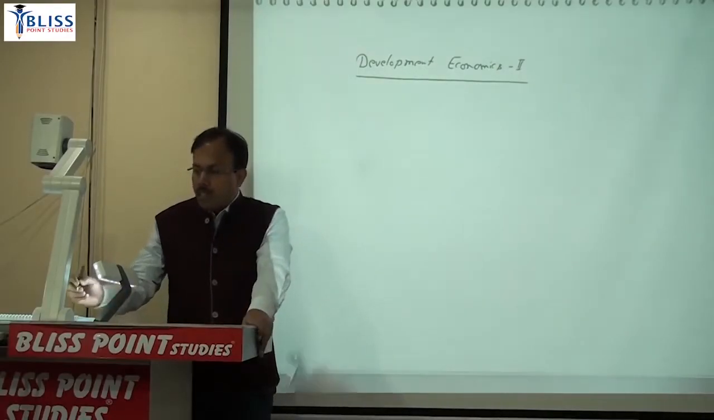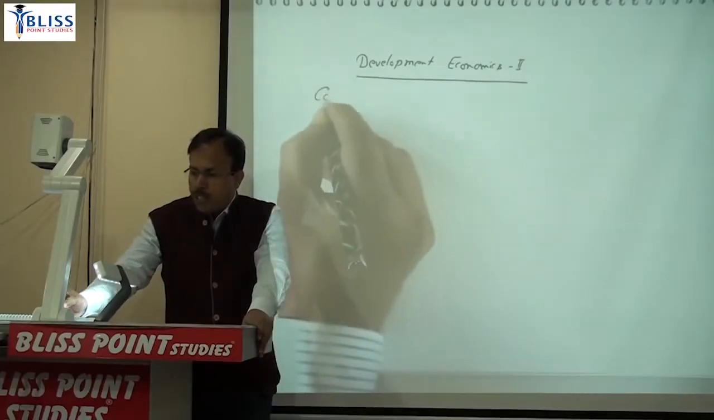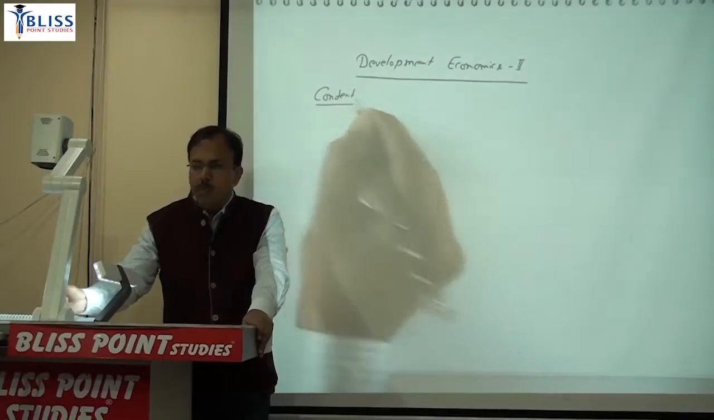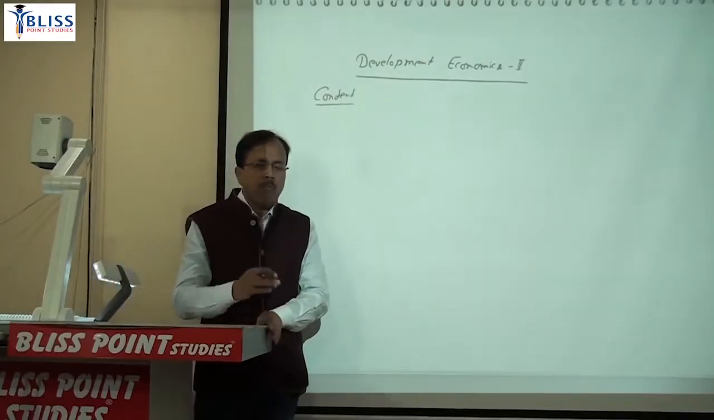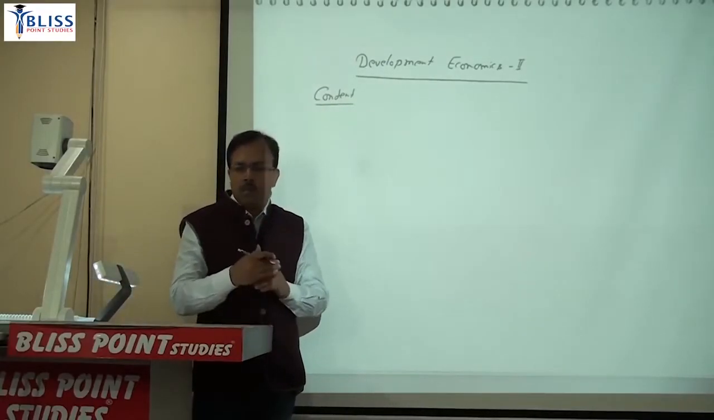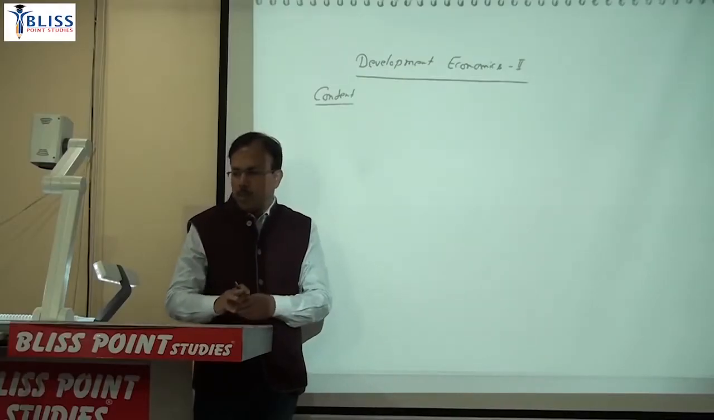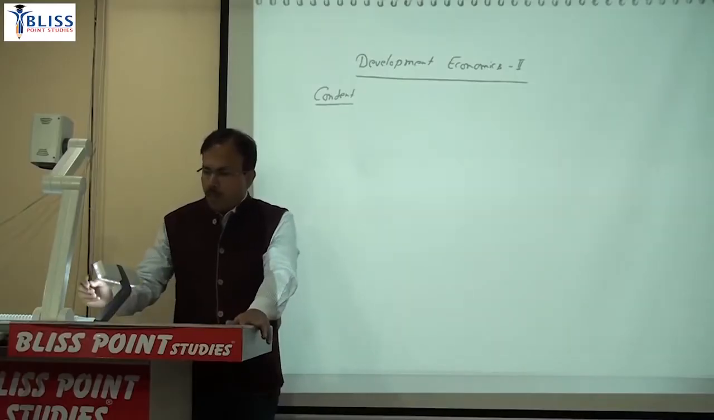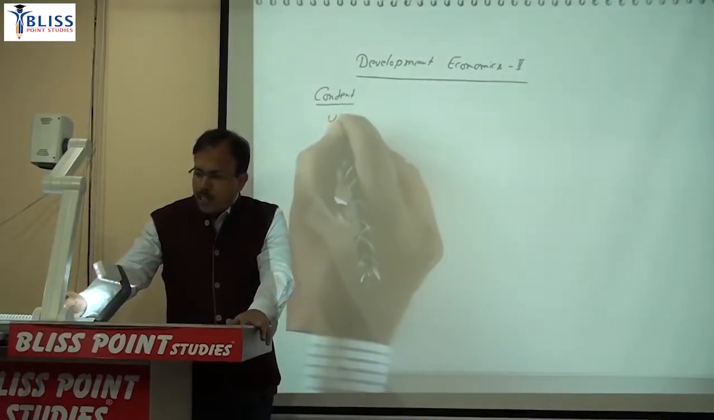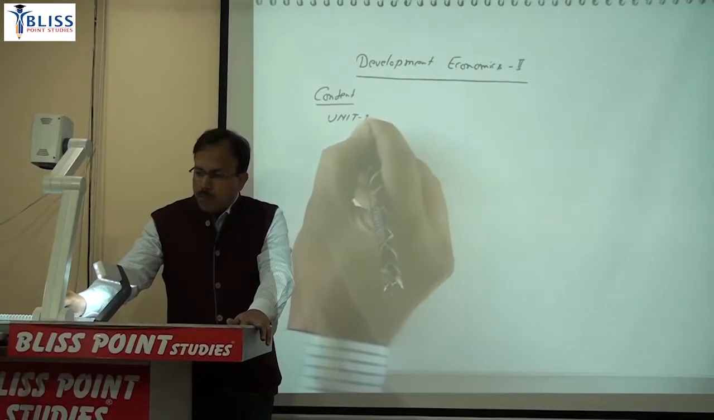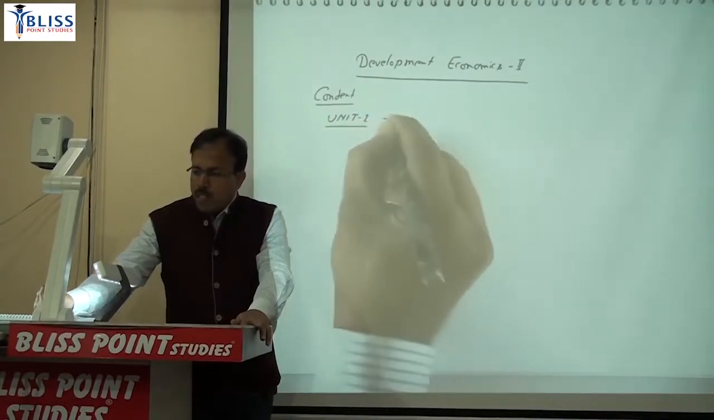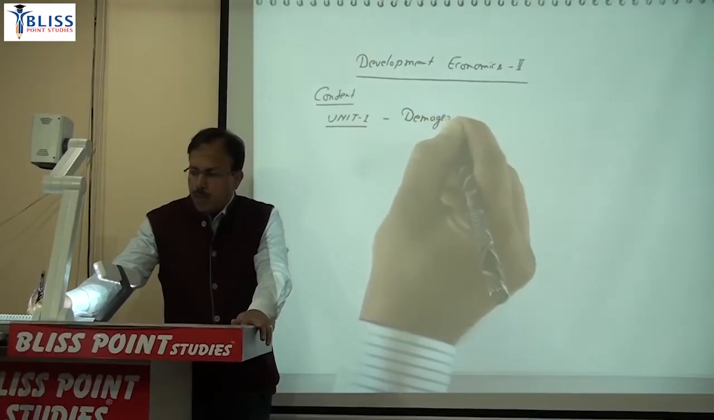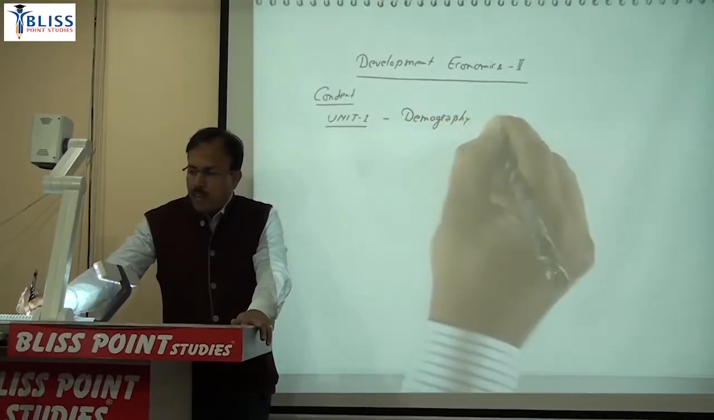Now on the first page, just briefly write down the content. Content for semester 6 will be slightly less as compared to semester 5. That means in terms of number of reading. So we have to deal with less number of reading, so obviously it will be taking less time as well. So in that content, unit number 1, that first unit is demography and development.